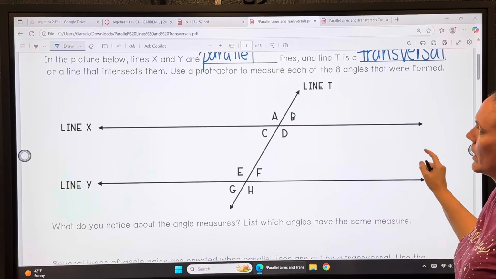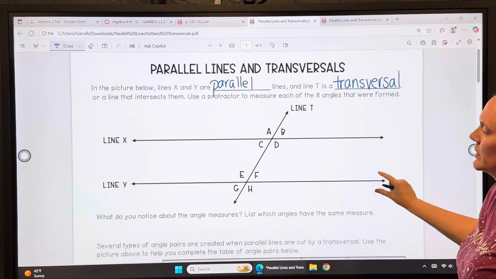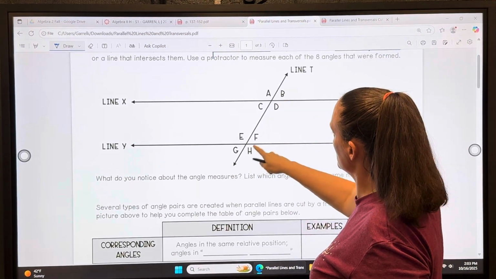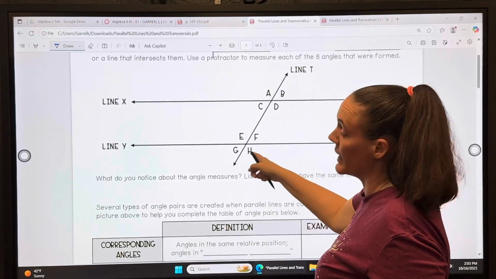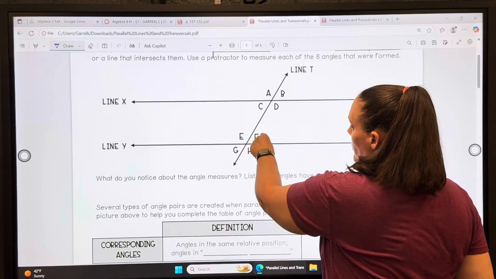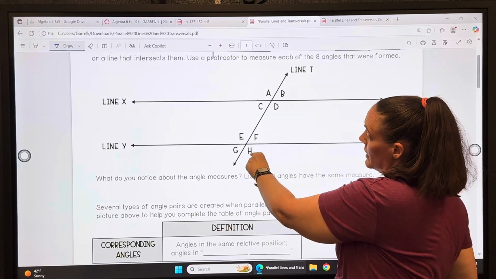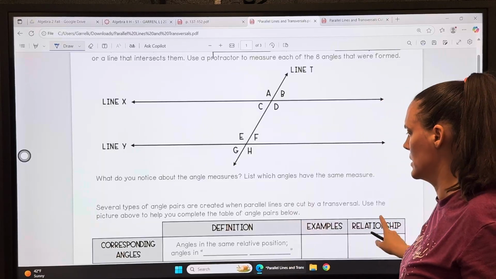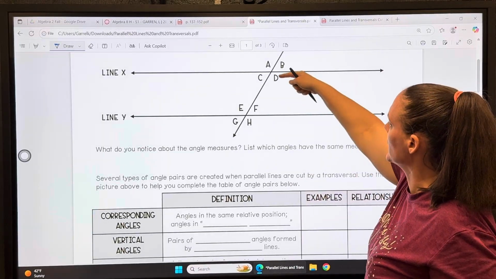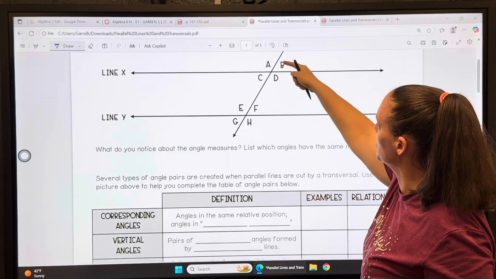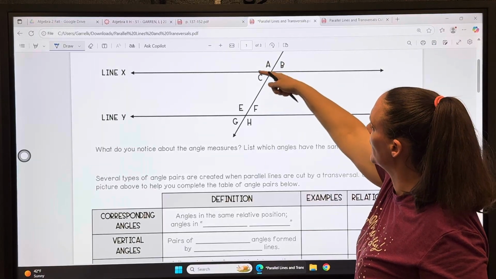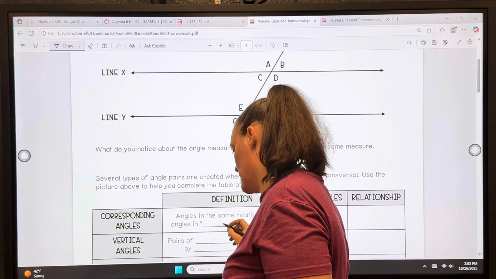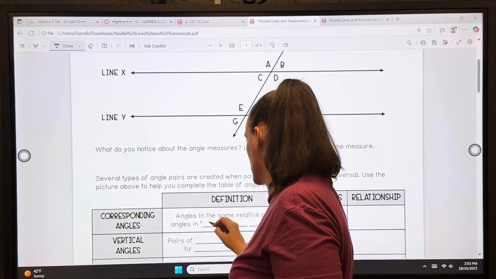All right, now I'm gonna zoom a little bit out. If you notice, this and this are the same measure, this and this are the same measure. We know a line adds up to 180, so we know F and H must add to 180. That also means that F and D should add to 180. If they're in the same position, like D and H, B and F, A and E, those are called corresponding angles, so they're matching corners.